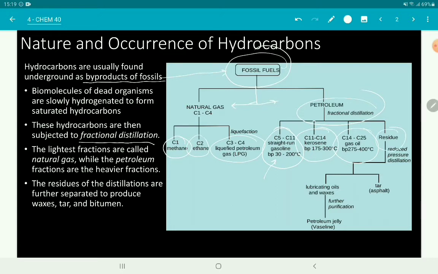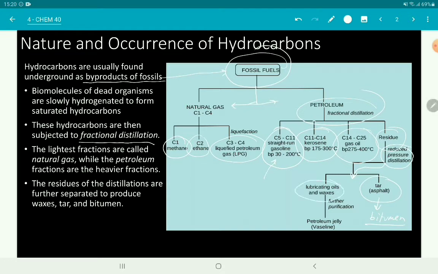Ang gagawin nila, bababaan nila yung pressure para bumaba din yung boiling point ng mixture. So, kapag nag-undergo na sila ng reduced pressure distillation, okay, ma-separate na nila yung components further. So, yung mga components usually ng residue after further fractional distillation ay mabibigat na. So, for example, this is asphalt, okay, or usually tatawag siyang bitumen. Ito yung ginagamit natin sa roads. So, binders sila ng mga asphalt roads, okay? Sila yung black thing dun sa mga road or mga daanan, okay?